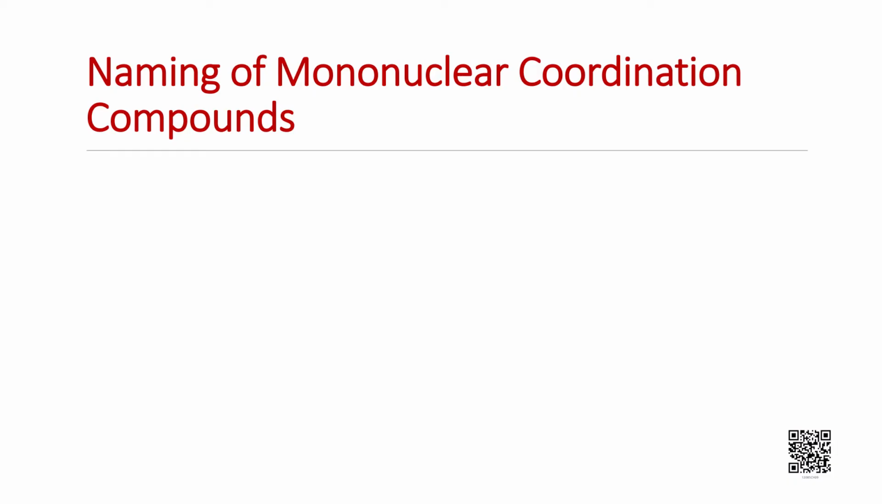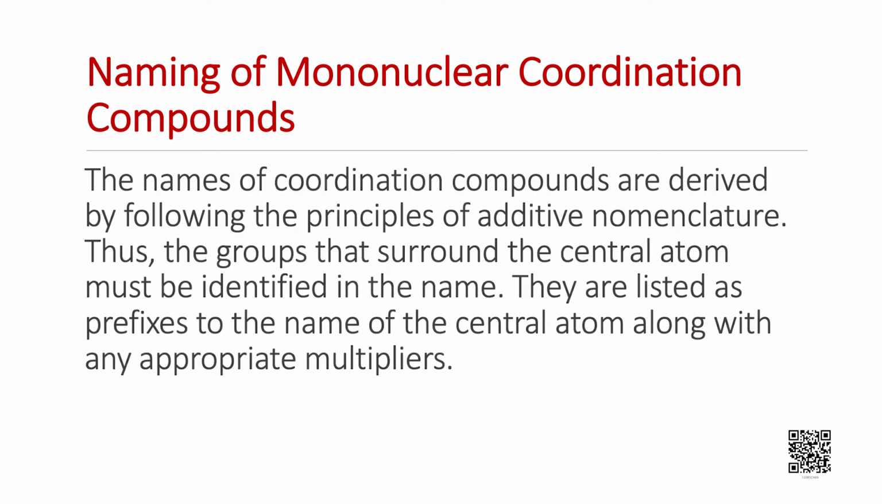Now that we have learned how to write the formula of a coordination compound from its IUPAC name, let us try naming mononuclear coordination compounds whose formula is given to us. The names of the coordination compounds are derived by following the principles of additive nomenclature. Thus, the groups that surround the central atom must be identified in the name. They are listed as prefixes to the name of the central atom along with any appropriate multipliers.